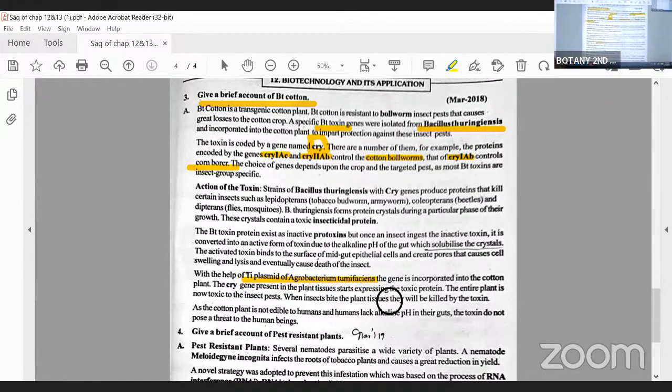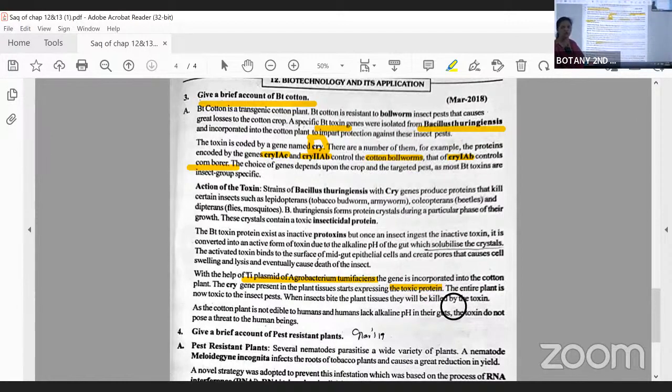Okay, we can take out the Ti plasmid DNA, the Ti plasmid of Agrobacterium tumefaciens, which will be incorporated. That means we can insert it into the plant body, so that the Cry genes will be present in the plant tissues and express the toxic proteins in the entire plant body, which leads to the killing of the insects. Because cotton is not an edible plant, we can go with this type of transgenic plant, which is industrially very helpful for human beings.